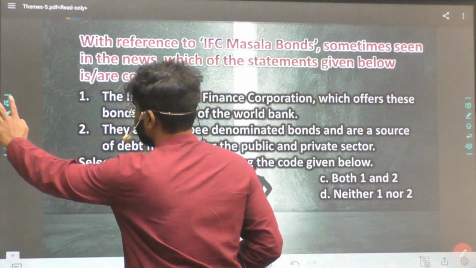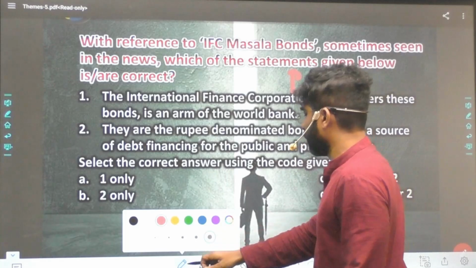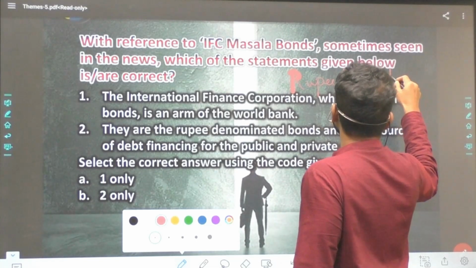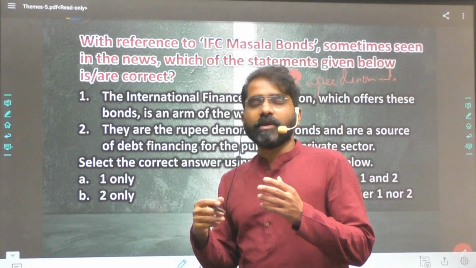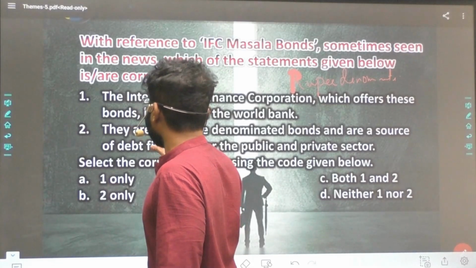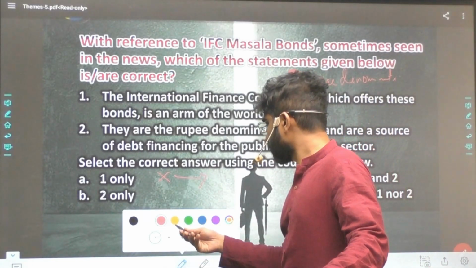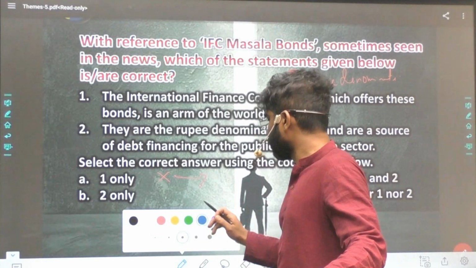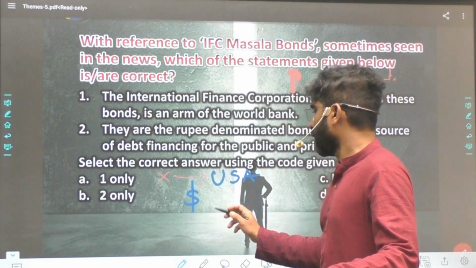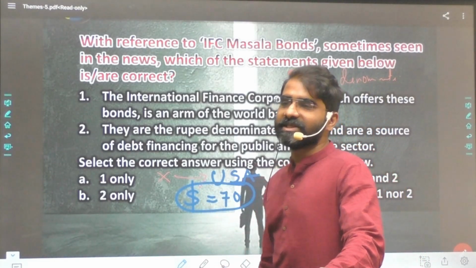What is the benefit, we'll try to understand. When I say rupee denominated bonds issued in other countries, what is the benefit? There is a risk, currency risk. Let's say a company X is issuing some bonds in the US, and it is raising money from the market. If it is issued in dollars, now $1 is 70, 75. This is basically the currency risk involved. There is always currency risk involved.